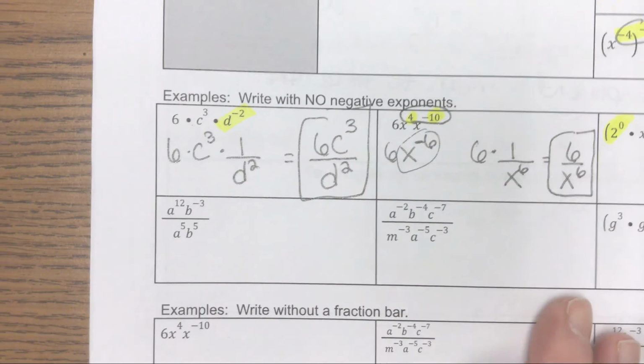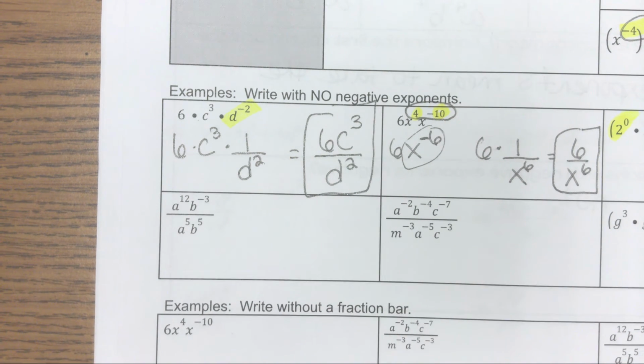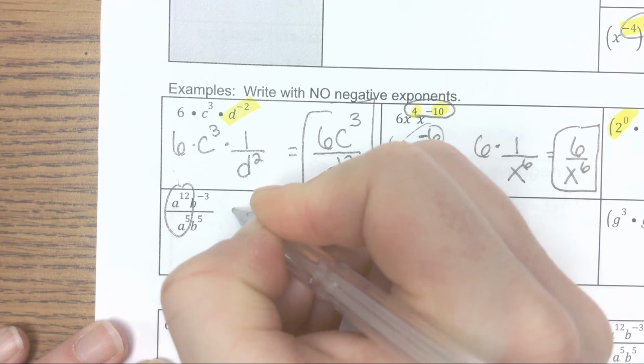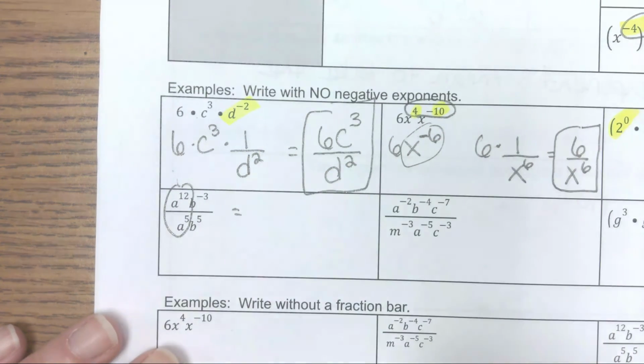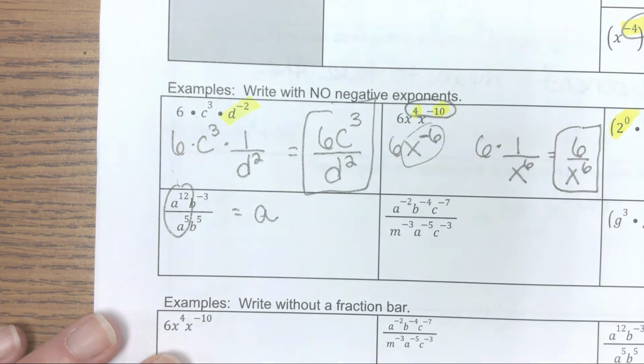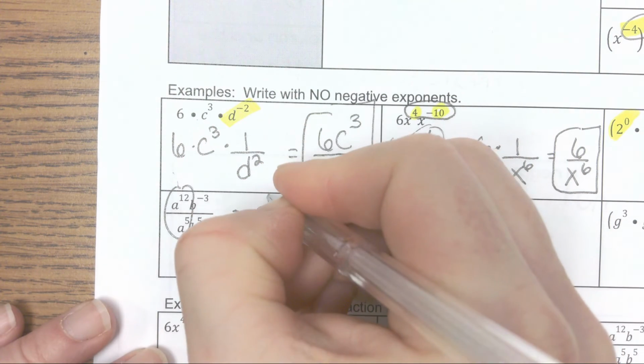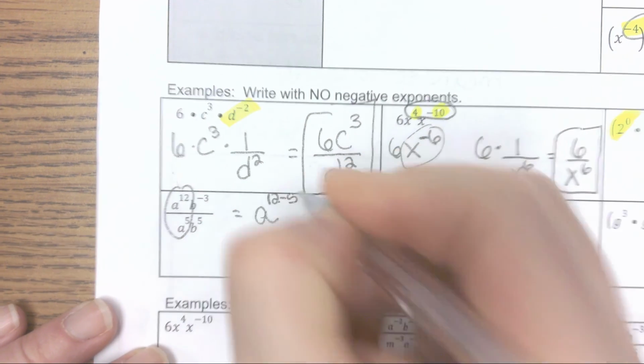All right, let's do some with the fraction bar. So what we're going to do first is we're going to do our subtraction of exponents, and then we're going to rewrite it. So what's a to the 12th over a to the 5th? Subtract those exponents. What's 12 minus 5? It's going to be 7. I'm going to write that there, okay?